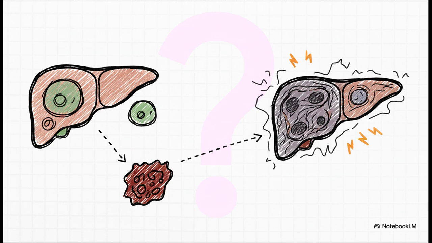One final question. You have successfully resected the tumor. The patient is recovering well. What do you tell them is now the single biggest threat to their long-term survival? And the answer isn't just cancer recurrence. It's the underlying progressive cirrhosis that's still there.